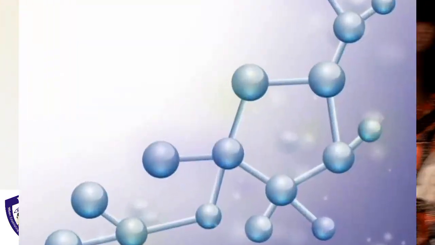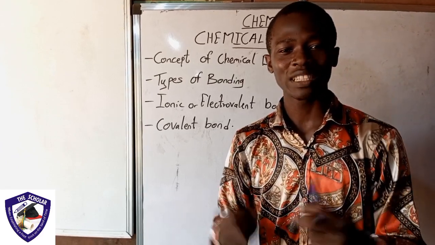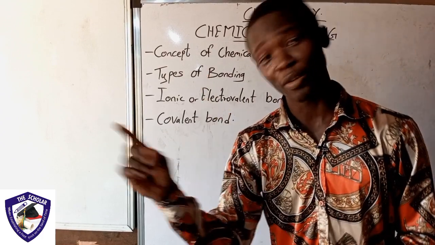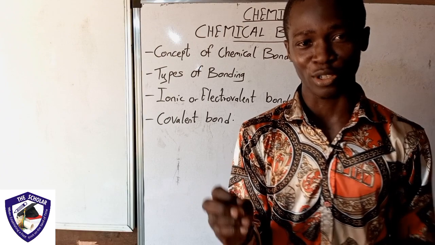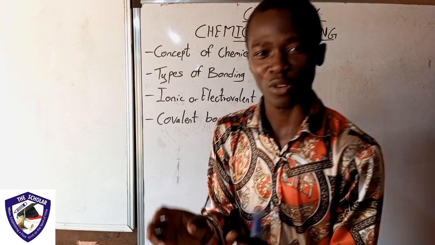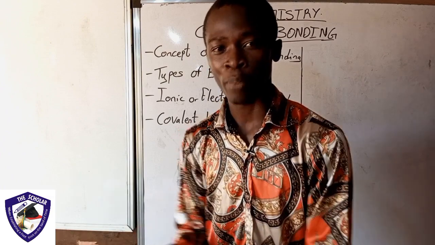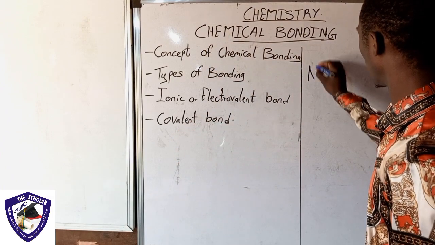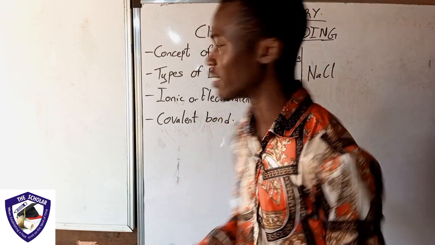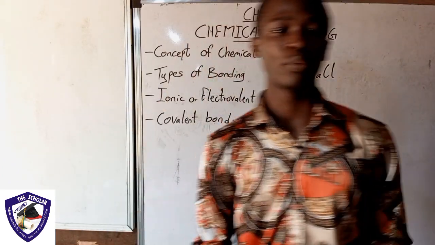First of all, what is chemical bonding? Chemical bonding is the attractive force holding atoms or ions together. Now, chemical bonding is a very important topic or lesson in chemistry because it shows the different bond between atoms or ions of different elements. It shows the bond that exists in a compound. For example, if I have NaCl, sodium chloride, chemical bonding helps us to understand the kind of bond that exists between sodium chloride.